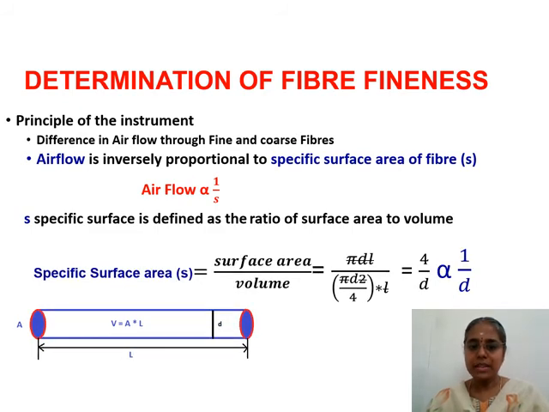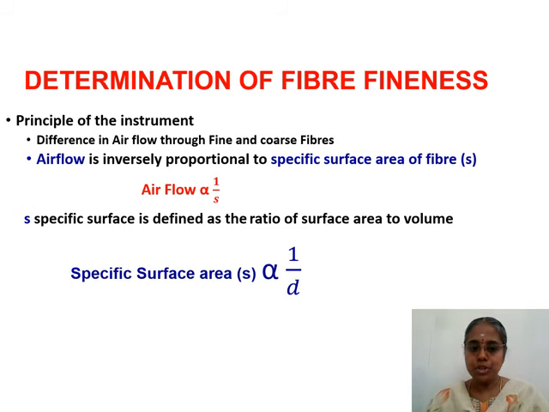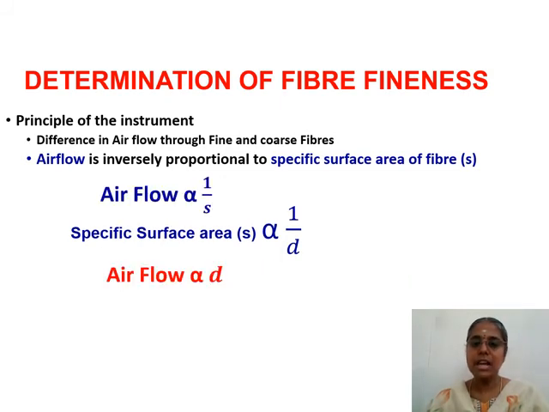We already know that airflow is inversely proportional to specific surface area, and in turn specific surface area is inversely proportional to diameter. Hence we get airflow is directly proportional to diameter. Hence for diameter measurement we use airflow, or we use airflow to measure the linear density of the fiber. So when the diameter is high, there will be more airflow, and when the diameter is less, there will be less airflow.